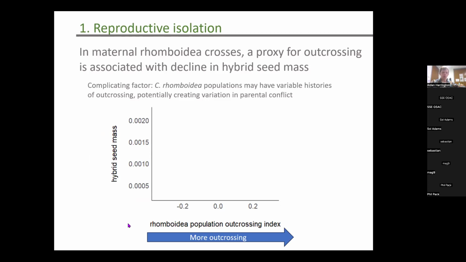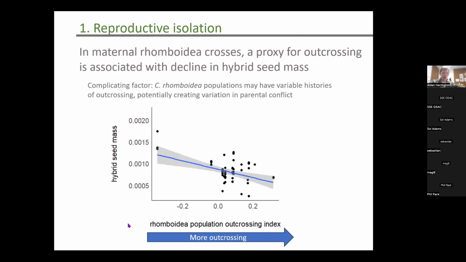And this was documented when rhomboidea was first taxonomically explored back in the 1960s. But essentially, the point here is that it seems clear that rhomboidea populations do vary quite a bit in the extent to which they self versus outcross. And so I thought that that could have an influence on whether or not these crosses are successful because of this parental conflict issue. So when a rhomboidea population is more outcrossing, which is what we have on the x-axis here, how does that influence hybrid seed mass when crossed with either diploid?